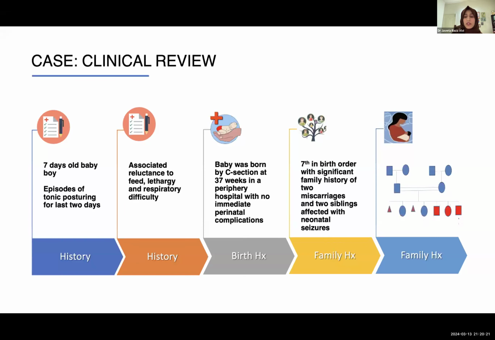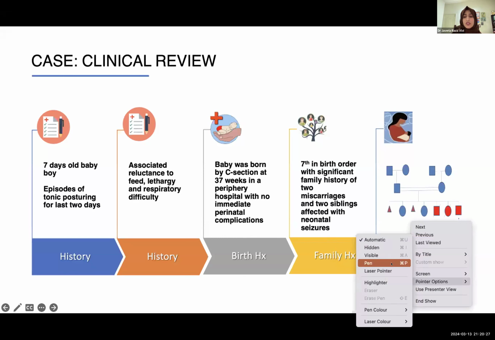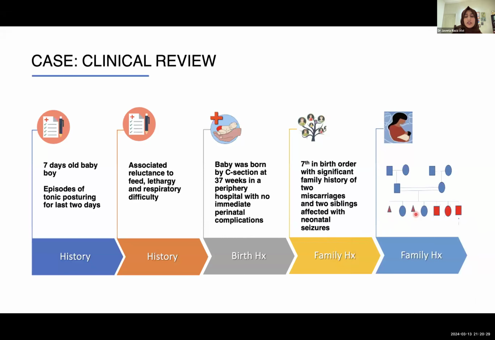Regarding the family history, now this is very important because the child was born to non-consanguineous parents. And if you see, there are 2 miscarriages and 2 neonatal deaths, one being male and the other being female. Both of them had onset of seizures at day 5 of life, and the boy expired at 25th day of life. The girl expired at 7th day of life, and they both were labeled as meningitis versus early onset sepsis, especially in the girl. And this is our index child.